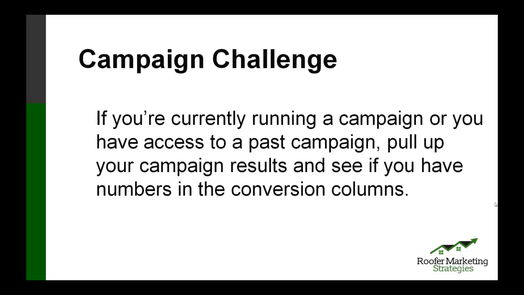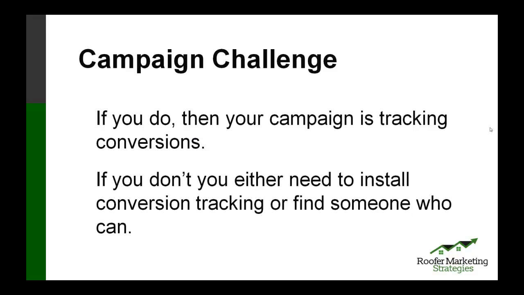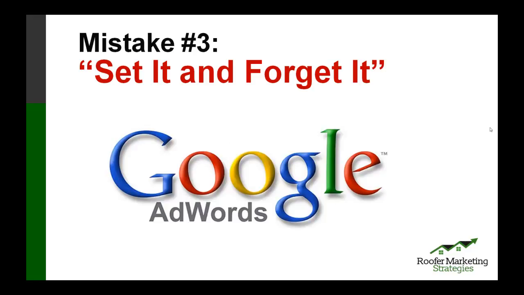If you're currently running a campaign and you have access to a past campaign, pull up your campaign results and see if you have numbers in the conversion column. And I'm talking about right here. It's usually on the right side, the way Google sets it up. It'll have words in the header like converted and conversion. If you have numbers filling in there, then you've got conversion tracking in place. If you don't, you either need to install conversion tracking or find someone who can do that for you.